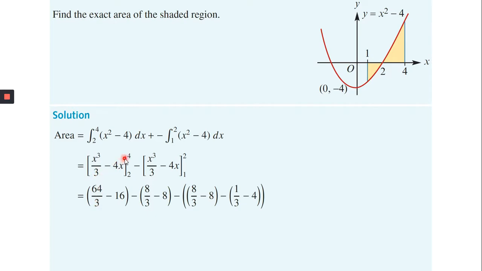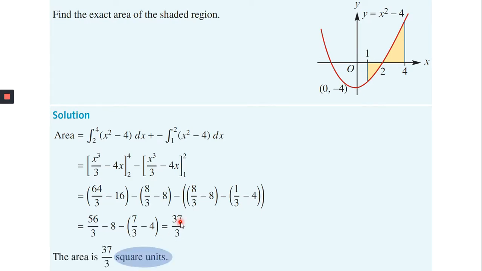So this is the value at 4. So this is when x is 4. This is when x is 2. So all of that is when x is 4. All of that is when x is 2. And then that minus relates to that minus. That's when x is 2. So these two things are the same, aren't they? Because that's when x is 2, and that's when x is 2 for that one, and that's when x is 1. And we end up with 37/3. Don't forget the square units.